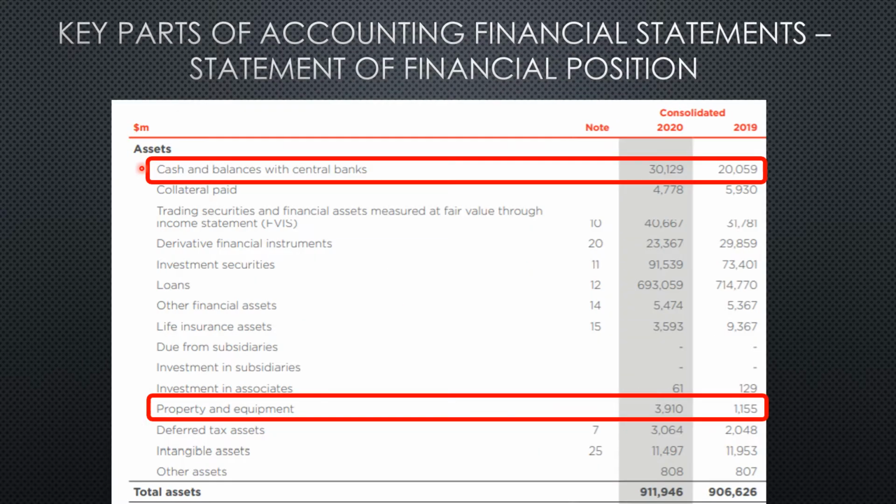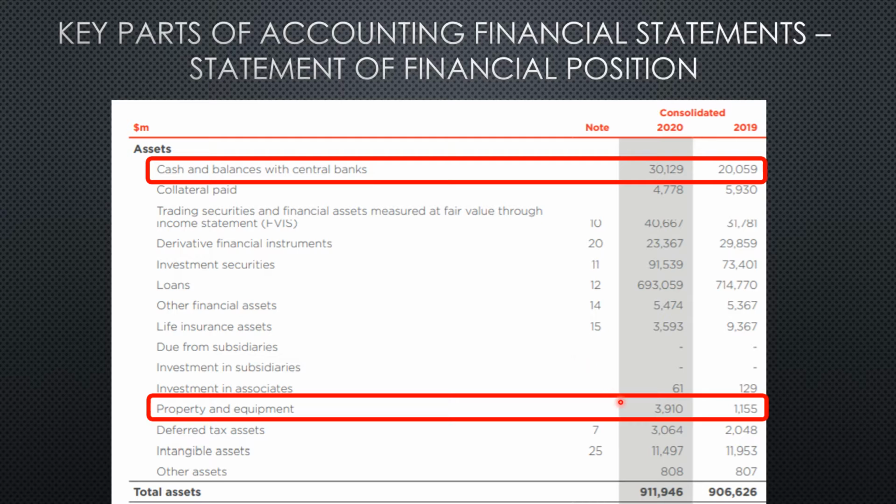From the statement of financial position, which as we know looks at assets, liabilities, and owner's equity or shareholders' equity, the two main accounts from the asset point of view are your cash at bank, which is showing a good result. It's gone from 20 to 30 million, and also the increase in property, plant, and equipment.